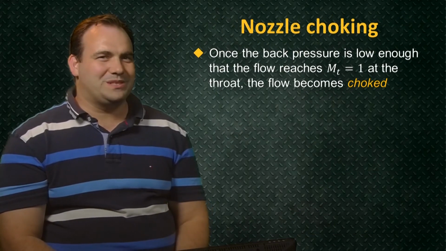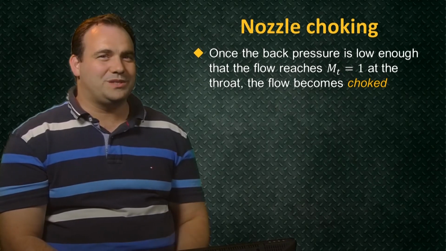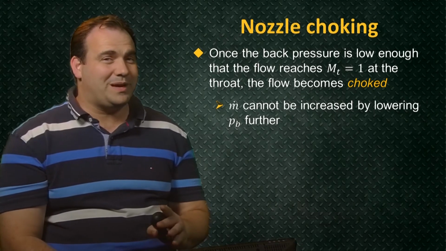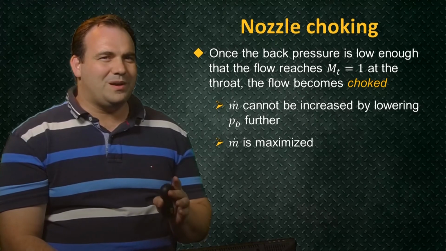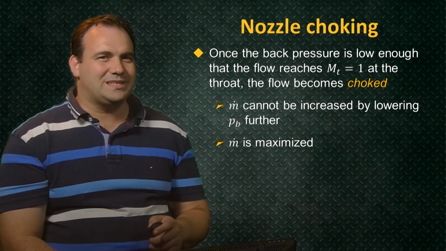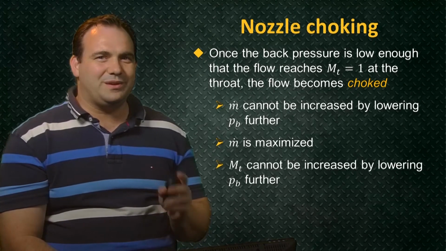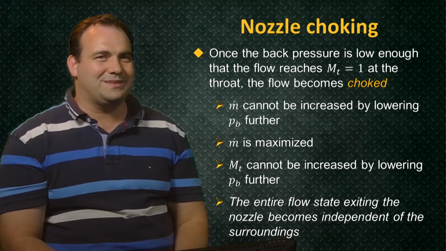Once the back pressure is low enough that the flow reaches Mach 1 at the throat, the flow becomes choked. The mass flow rate cannot be increased by lowering the back pressure any further, so it's maximized. The throat Mach number can also not be increased by further reductions in the back pressure, so the entire flow state becomes fixed and independent of the surroundings.